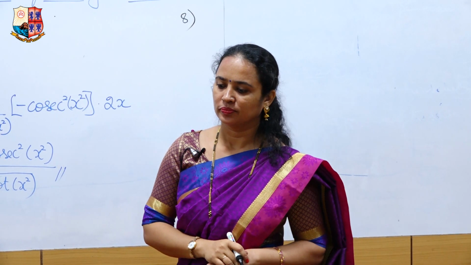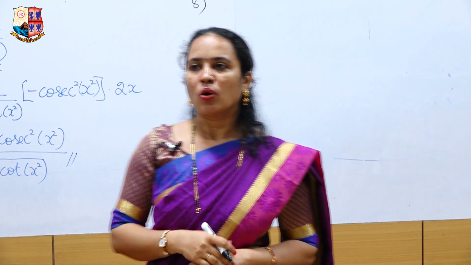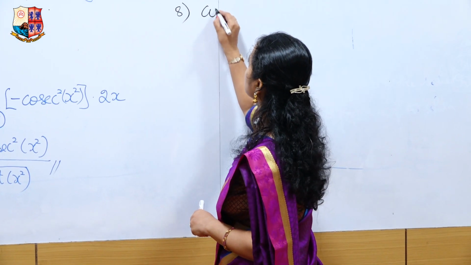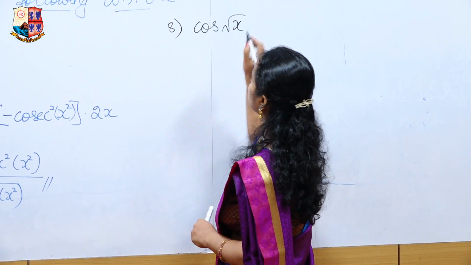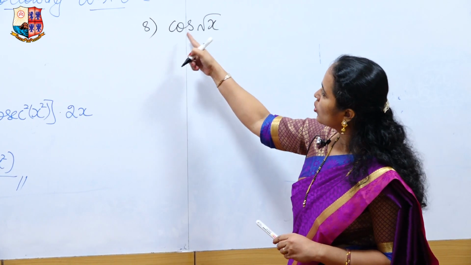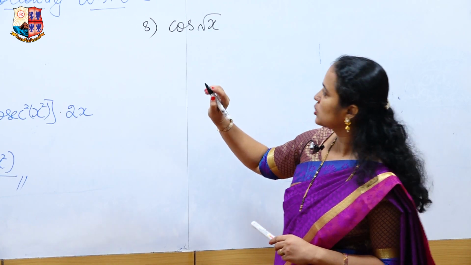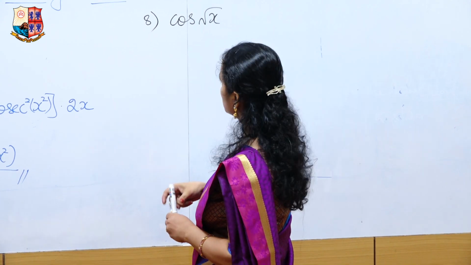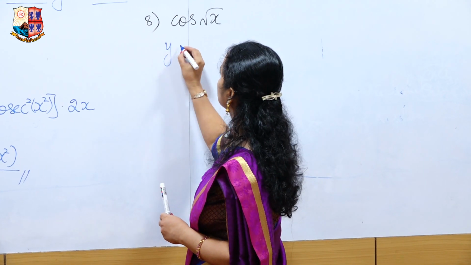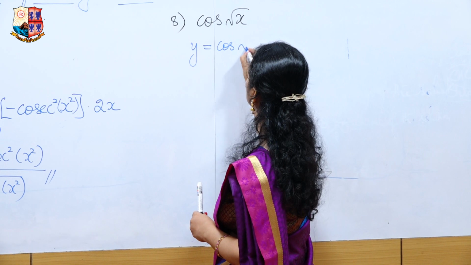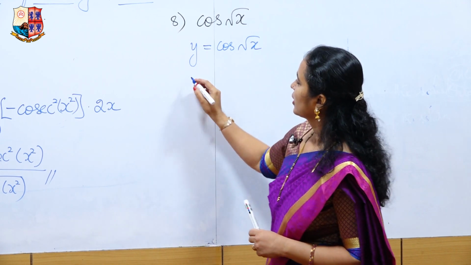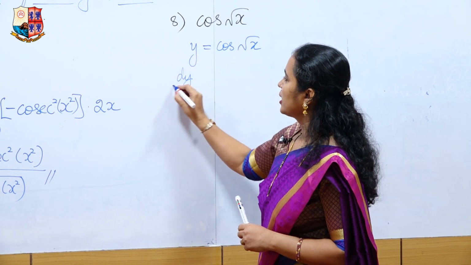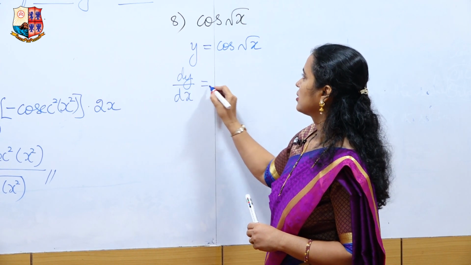Eighth problem. Cos of root x. Differentiate cos of root x with respect to x. Take the given function as y. Differentiate y with respect to x.